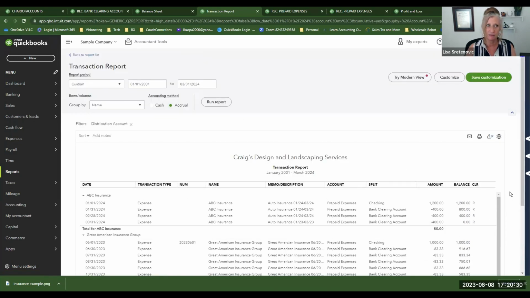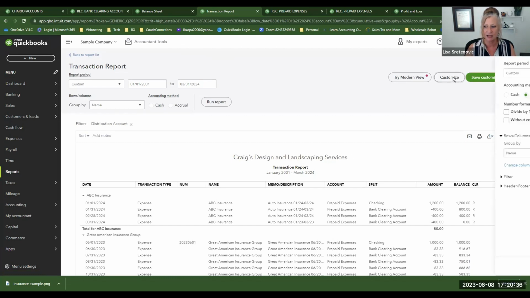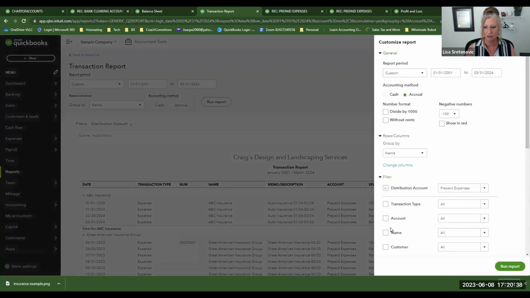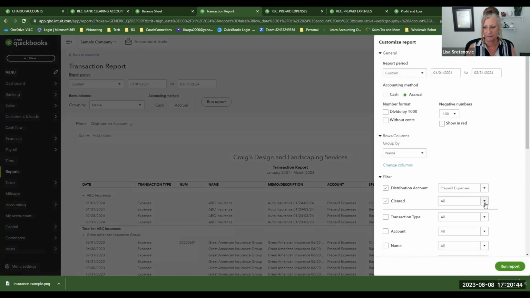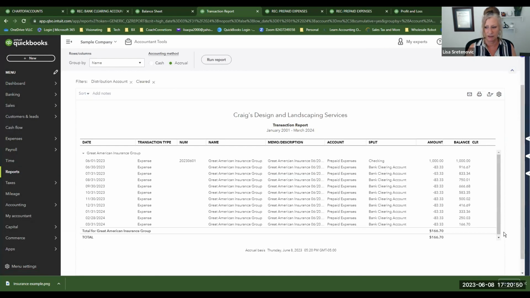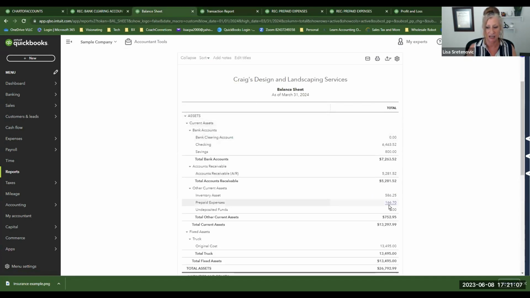That means that they have not been reconciled, and their balance is what makes up the $166.70. Well, again, this could get really, really unwieldy over time. So if we customize so that we only look at the uncleared items by adding cleared and we want uncleared, when we run this report again, magically, now we have a very succinct report that as of March 2024, we can see exactly what makes up that $166 on our balance sheet. And we don't have to keep a separate report.